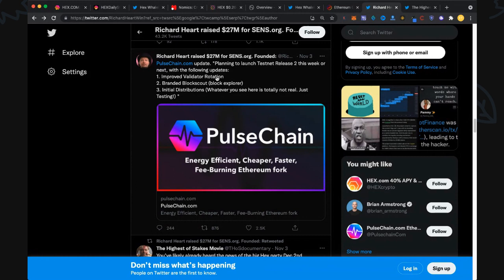And Binance Smart Chain never had that when they launched. So they were 18 months behind. So that bodes very well for a robust PulseChain network. So very cool on that. And of course staking, validator rotation, staking. So nice. Branded Block Scout block explorer, cool.